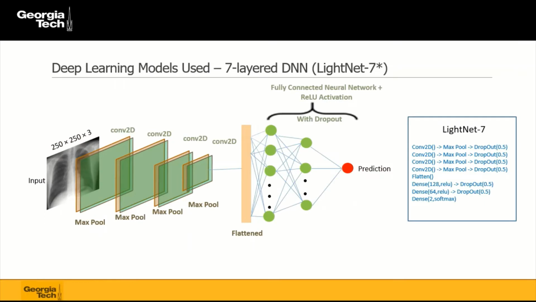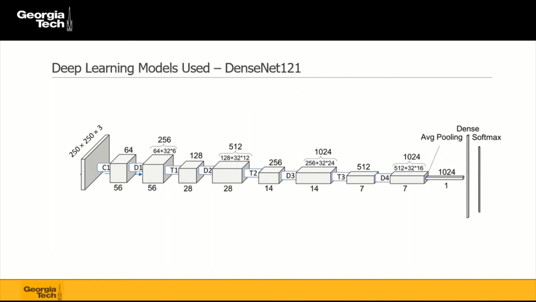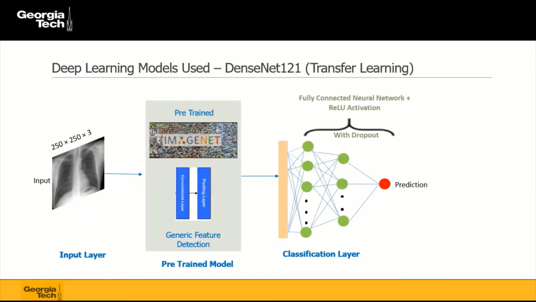Now coming to the architectural diagrams of the algorithms used. So this is how our 7-layer deep neural network or LightNet 7 looks like. And this is how our DenseNet 101 looks like, which, as compared to LightNet 7, is far more complex and has far more layers.